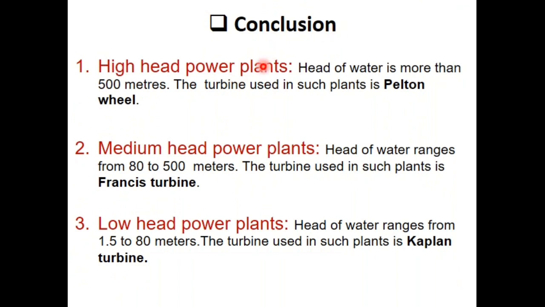Pelton wheel turbines basically give high speed, so they are used in high head power plants. Francis turbines give medium power, or their rotations are less, so they are used in medium head hydropower plants, whereas Kaplan turbines are used for low head power plants.